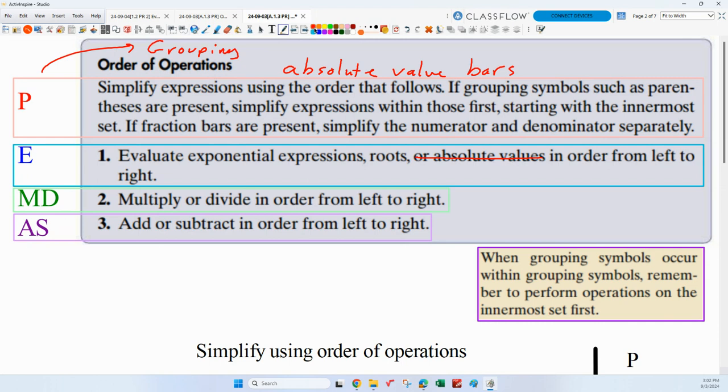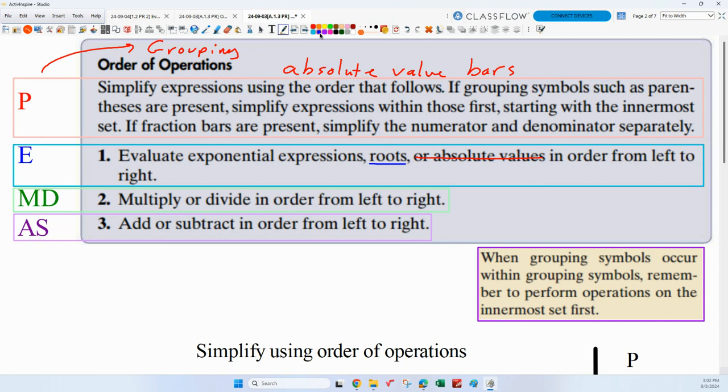What's E stand for? Exponents and roots. How about that? Why roots? That seems a little weird. We'll talk about that in a little bit. Roots count as exponents. Okay. Once we skip down from E, we get to M and D. How come the M and the D are on the same line and the M isn't above the D?